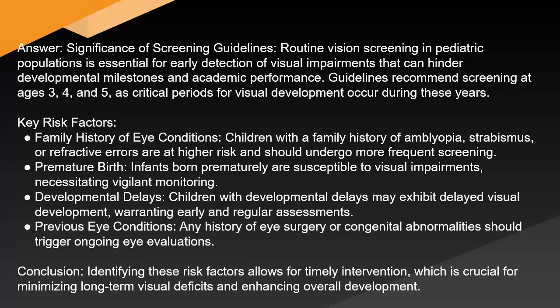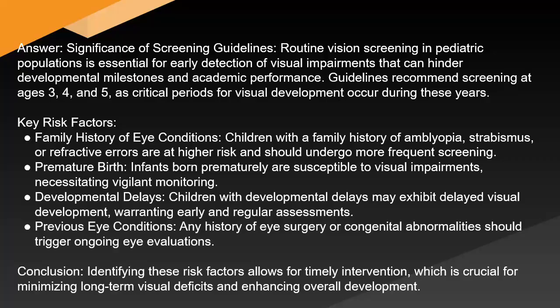Key risk factors. Family history of eye conditions. Children with a family history of amblyopia, strabismus, or refractive errors are at higher risk and should undergo more frequent screening. Premature birth. Infants born prematurely are susceptible to visual impairments, necessitating vigilant monitoring.